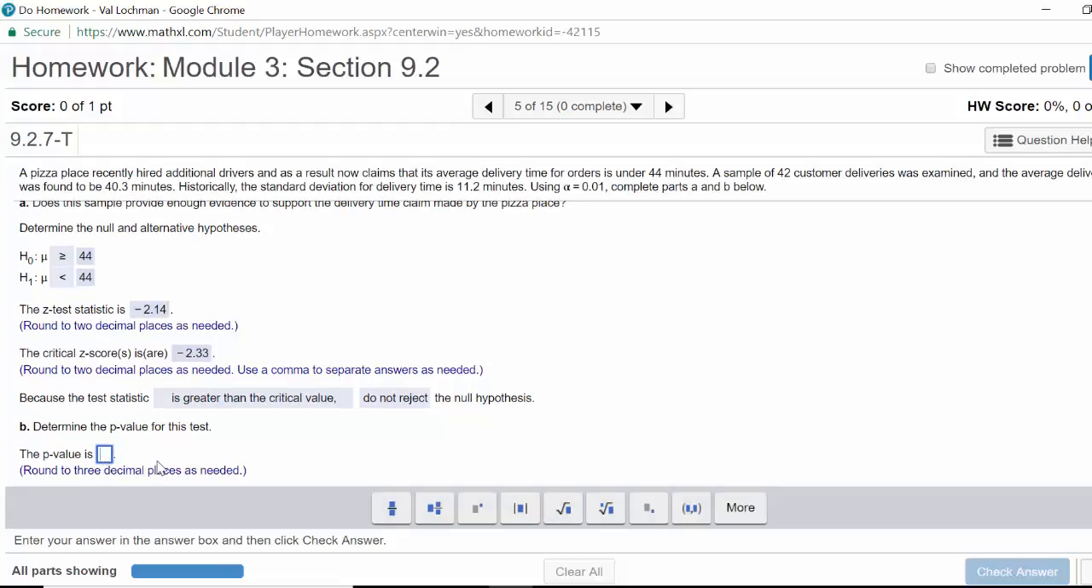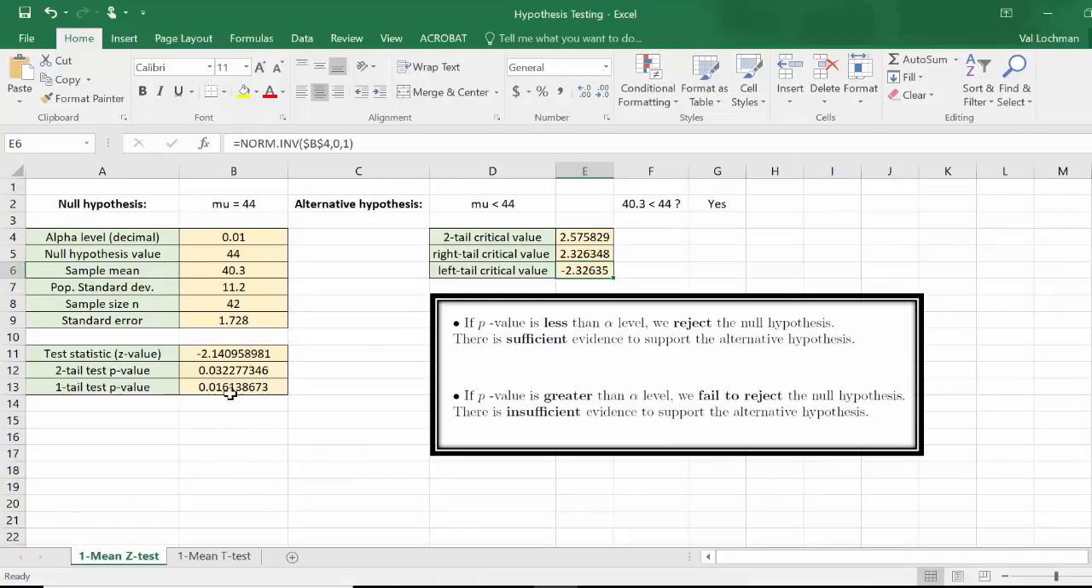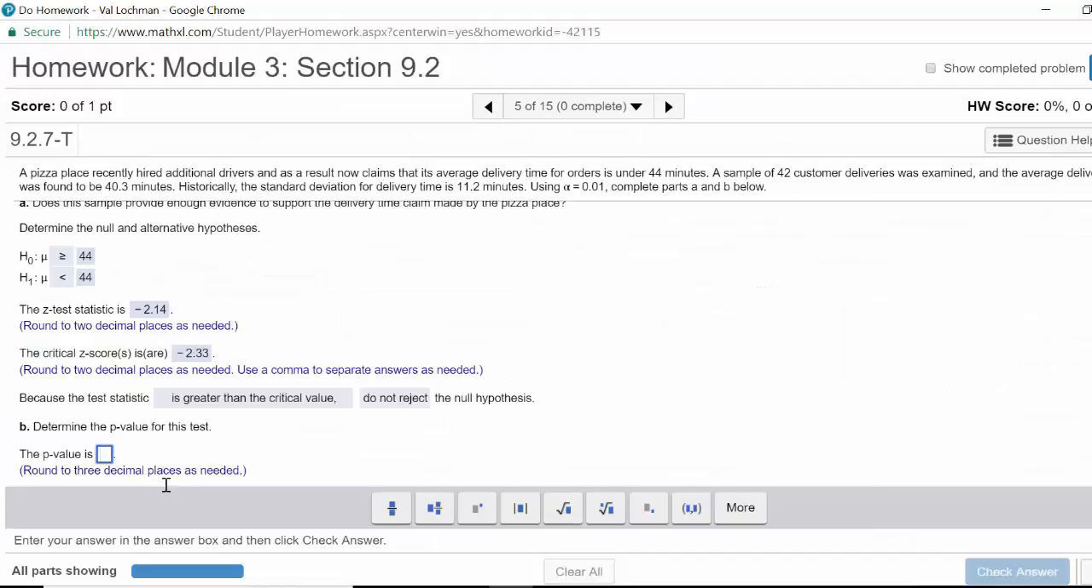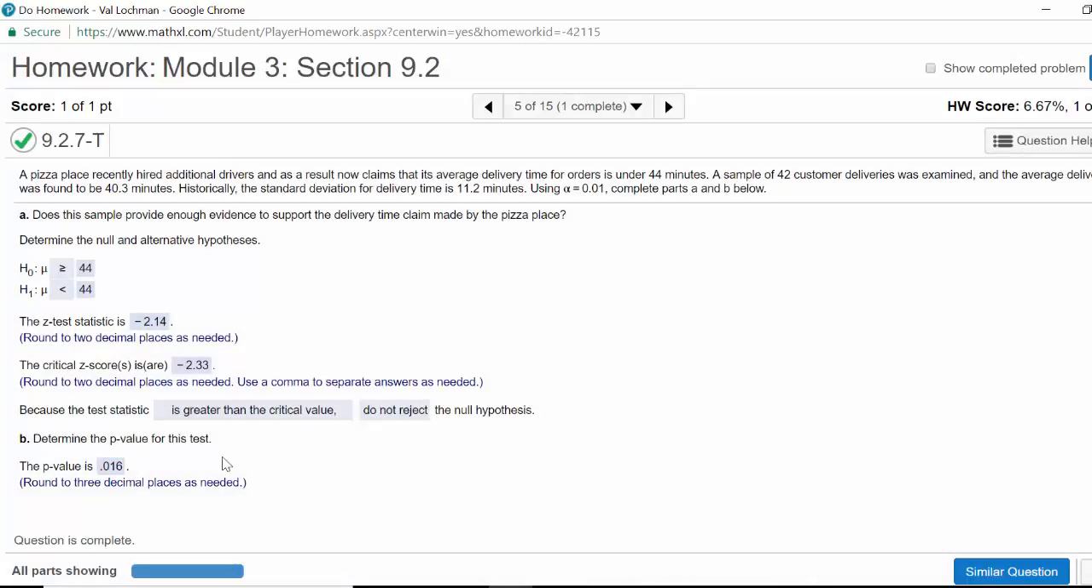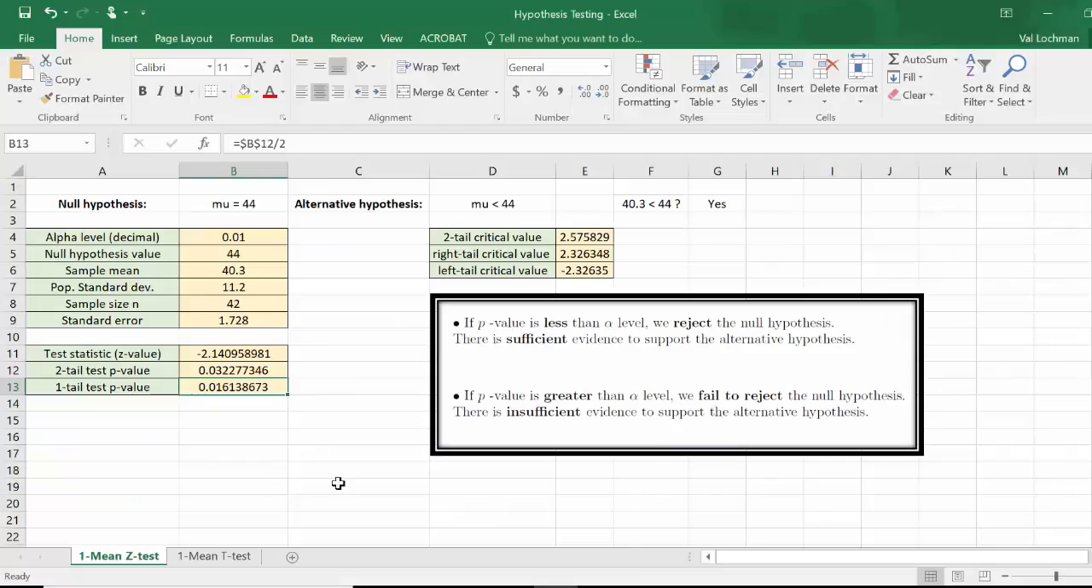If you were to solve this by p-value, let's see what the p-value is. Here is your p-value: 0.0161. Three decimal places, 0.016. Okay, that's good. So how would we come up with the conclusion for this one? 0.016. What is the alpha level? 0.01. We would say what?